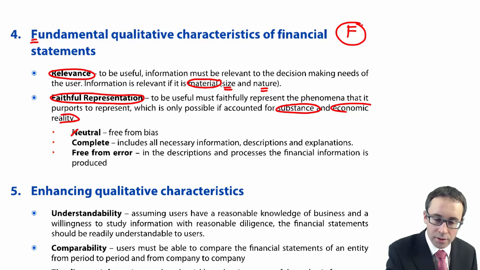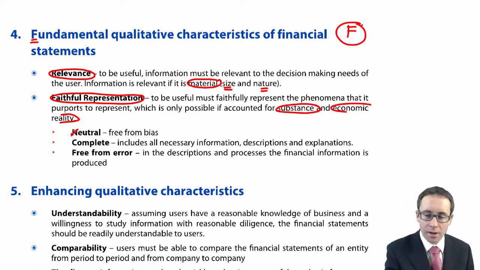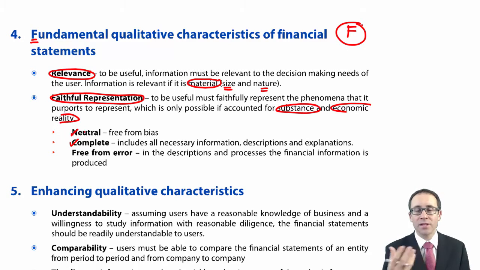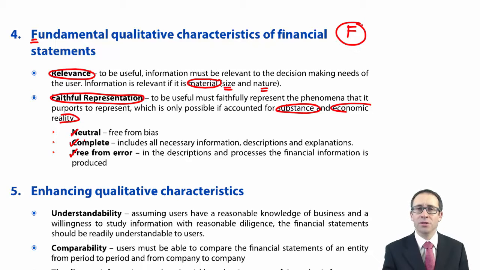Is it neutral? So is it free from bias? When you're making decisions about material balances, make sure that you are not unduly biased in your reporting of that information. Make sure as well that it is complete so that you have all the relevant information at hand so that you can use it to demonstrate the position and the performance of this entity. And I think it goes without saying that it should be free from error, shouldn't it?